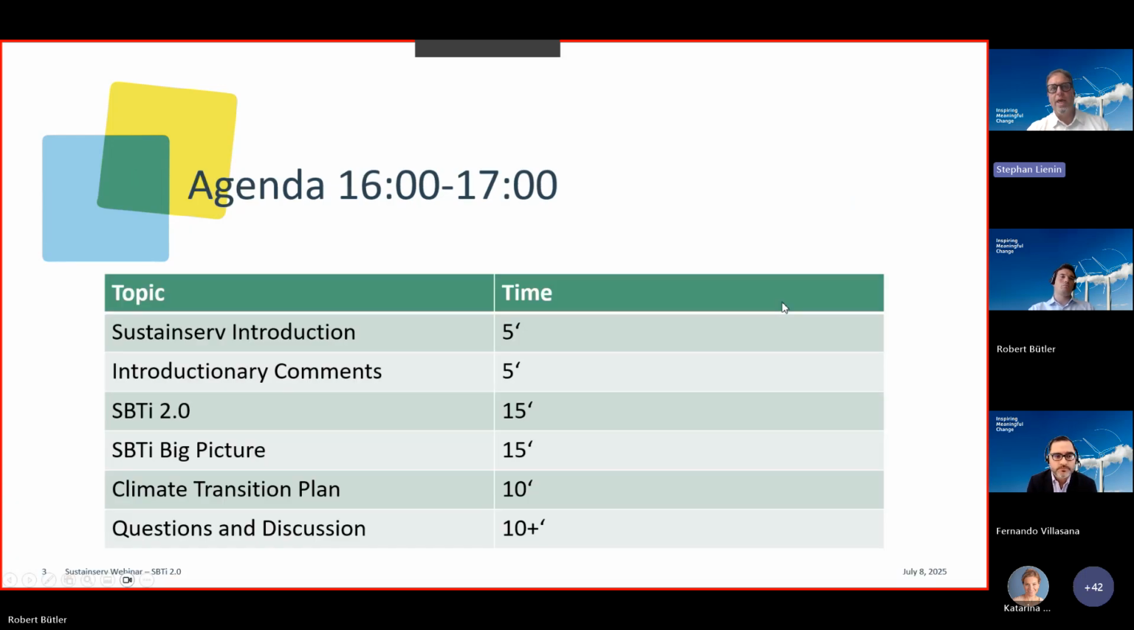We try to do it this way. I'll very quickly say a few words on us so that you have an understanding where we're coming from, our perspective on it. I will continue with a few introductory comments. Then Robert will present the facts: what do we know on the new draft by SBTi, and explain the rather complex paper. Fernando will react to that and give us a little bit, what does it mean in the big picture?